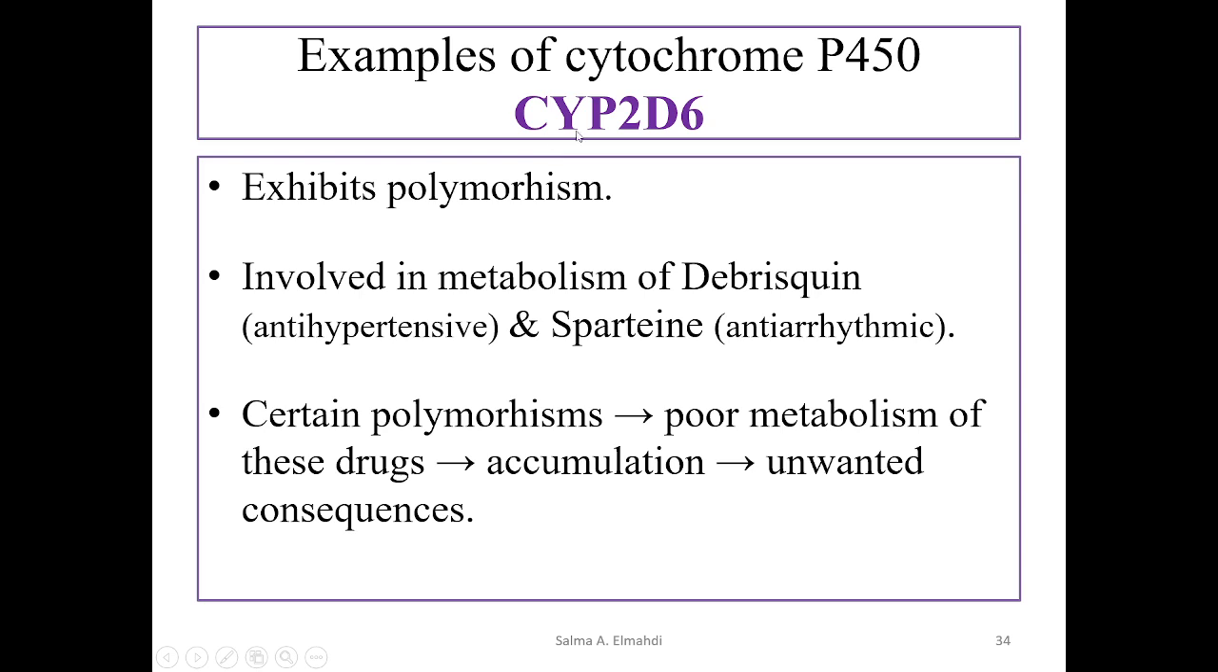Another example of cytochrome P450 is cytochrome 2D6, which exhibits polymorphism. It is involved in the metabolism of the antihypertensive drug digoxin and sparteine, which is an antiarrhythmic. Certain polymorphisms in this cytochrome will lead to poor metabolism of both drugs, leading to accumulation and unwanted pharmacologic effects. So the side effects, or the intended pharmacologic effects themselves, will be intensified or increased.